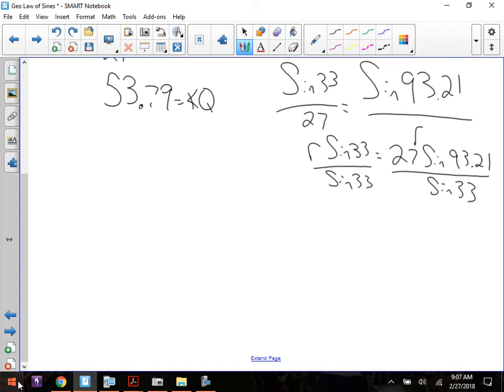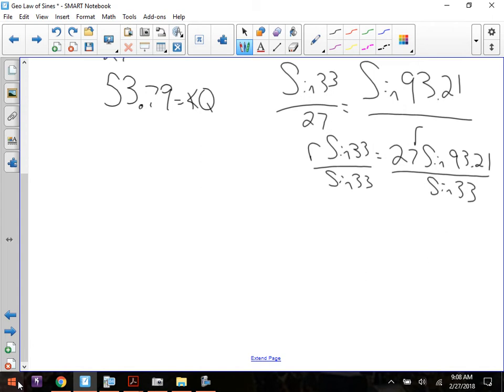Cross multiply. Oh, I divided. Remember, sine of 33 is just some number. How do you undo multiplying? If it was 3 times r, how do you undo multiplying by 3? This just has to be the sine of 33 times r. So how do you undo multiplying by sine of 33? You divide by the sine of 33. Don't get hung up on the fact that it says sine.